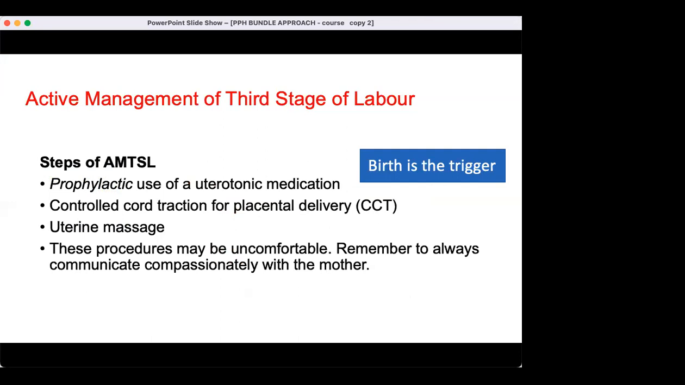So I'm going to take you through, and I'm not going to say a lot about this because this is what you already know, but this is the active management of third stage of labor. Anybody of you who does not know what is active management of third stage of labor, uske andar sirf teen steps hain. Pehla step hai prophylactic use of uterotonic medication, jisme hum log oxytocin dete hain 10 units. The other is immediately proceeding for controlled cord traction for placenta.